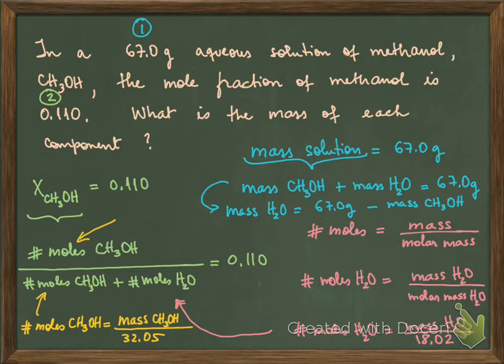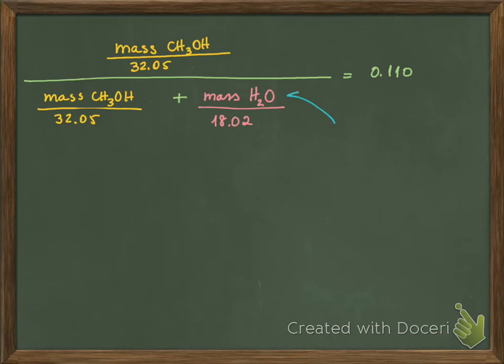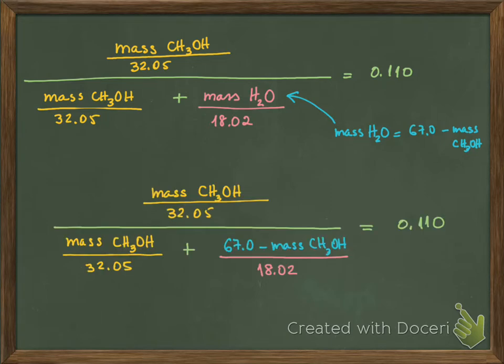And the mass of water will be substituted in the mole fraction equation that we have. We are inserting the substitution right here in blue. The mass of water is 67 grams minus the mass of methanol. I omitted the grams so it doesn't get more confusing than it already is. Upon substituting, we now have only one variable, which is mass of methanol. Everything else is a number.